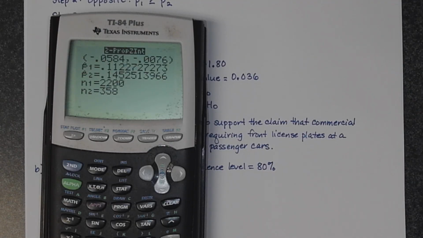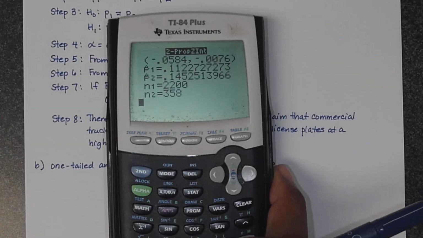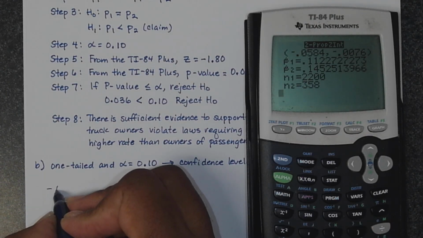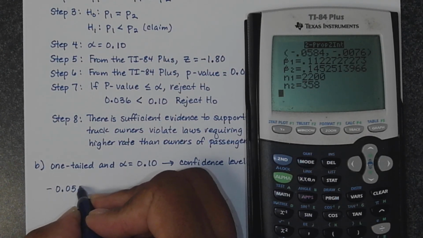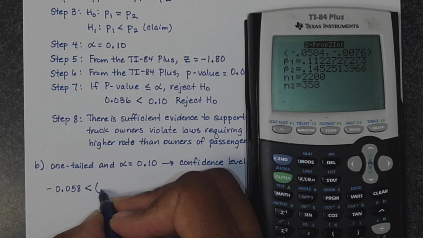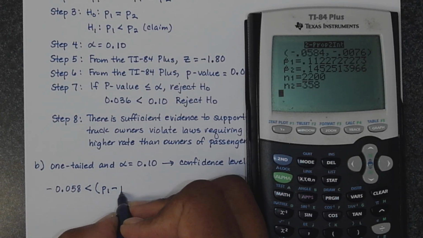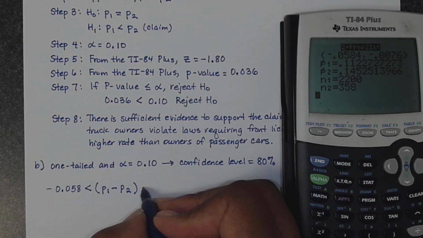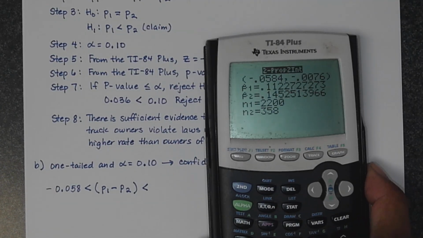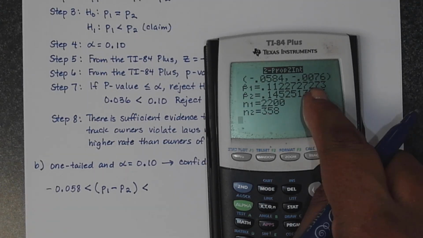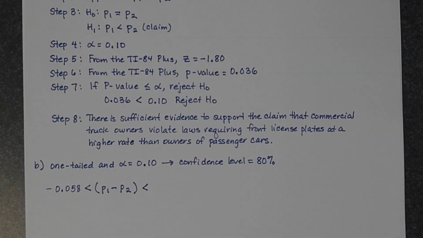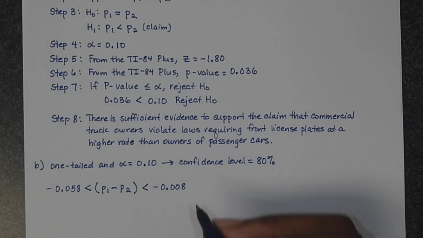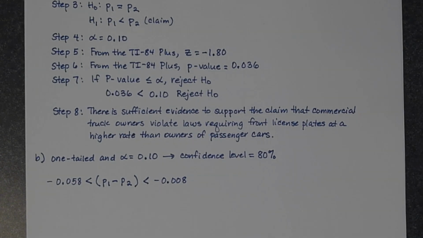Now, if I was to round this off to, let's say, 3 decimal places here, the lower limit would be, in this case, negative 0.058. And that'd be less than. And in the middle, you should have P1 minus P2 in parentheses, and less than. To 3 decimal places on the upper limit, it'll be negative 0.008. Okay, and that's all there is to it.